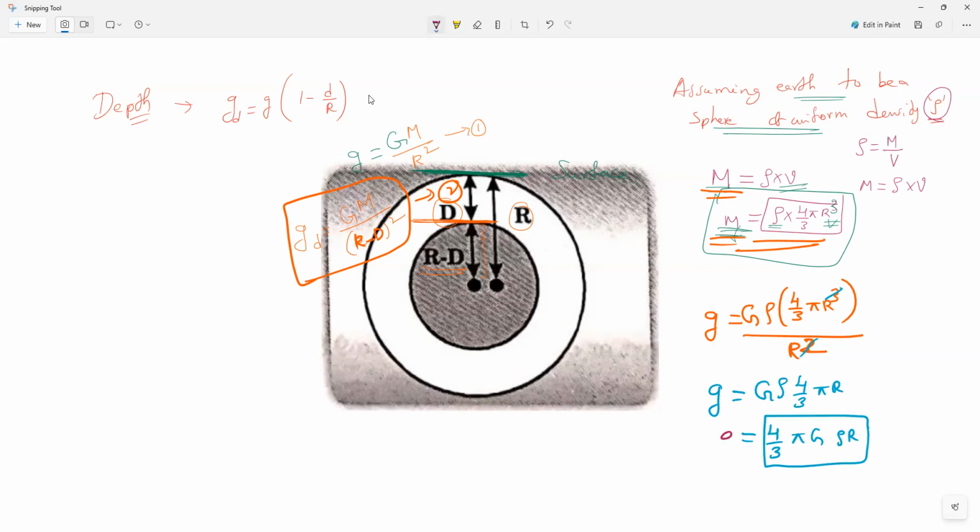Clear? Understand, everybody? Now same G value, substitute at this place. Now you tell me what will happen. So g_d is equal to G into density. Now density went here, and here also the radius. Now it's not R, it went to depth. So by this time, what is the radius? It's R minus D.